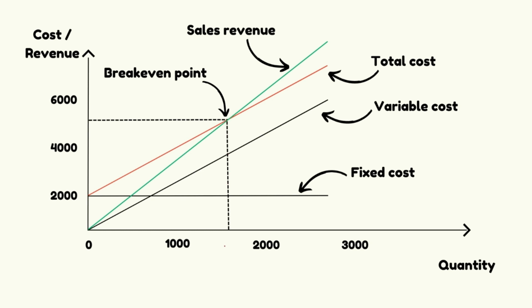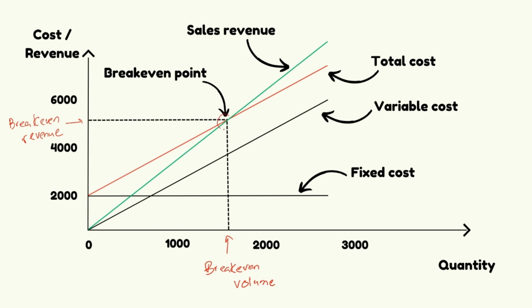The volume at which the break-even point occurs is known as the break-even volume. This is the number of sales units the business has to sell in order to cover its total cost. The revenue the business has to make in order to break even is known as the break even revenue. This is the revenue the business has to make in order to cover its total cost.